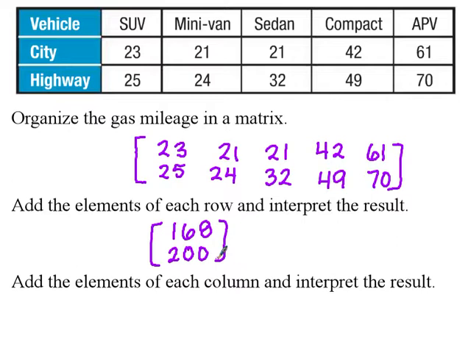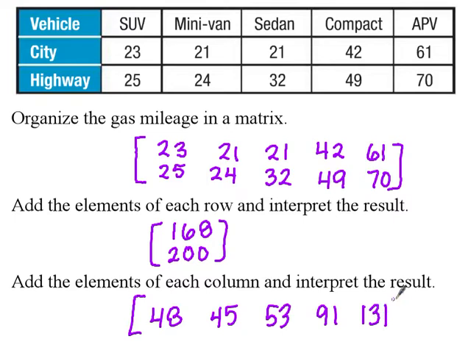Okay, let's look at the next one. It says add the elements of each column and interpret the result. So I'm going to add column 1. What do I get here? 48. What do I get here? What do I get here? What do I get here? What do I get here? 131.